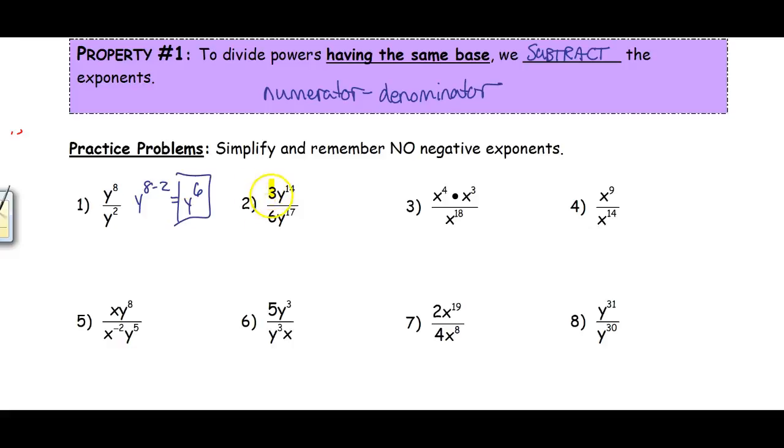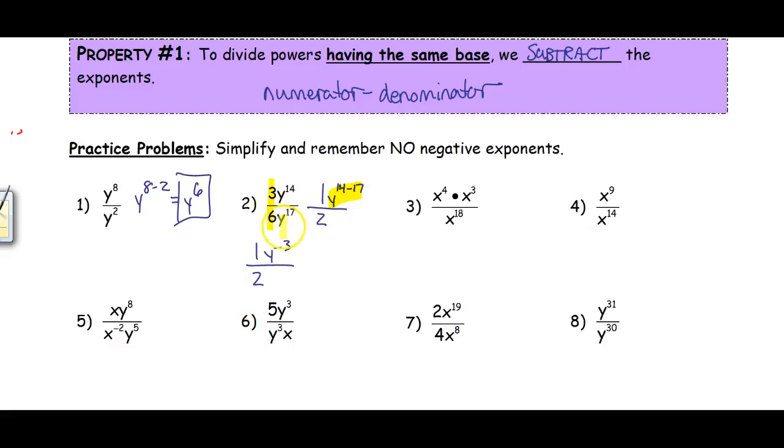First step of number two, we're going to just simplify our fraction. 3/6 is 1/2. Then you're going to do y, 14 minus 17. So now take care of your y, 14 minus 17. So you get y to the negative third over 2.